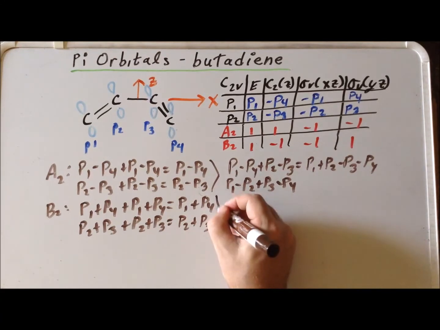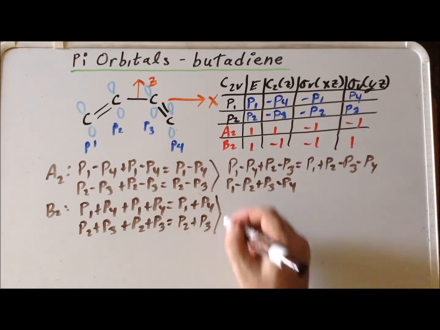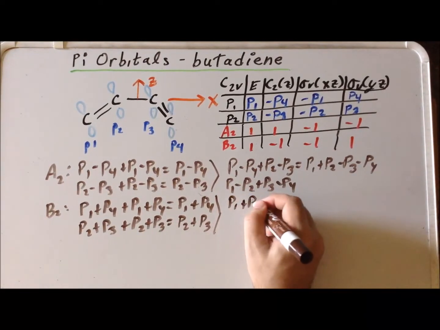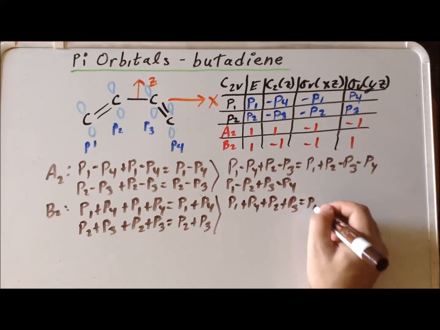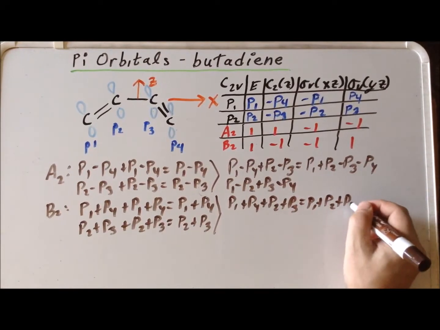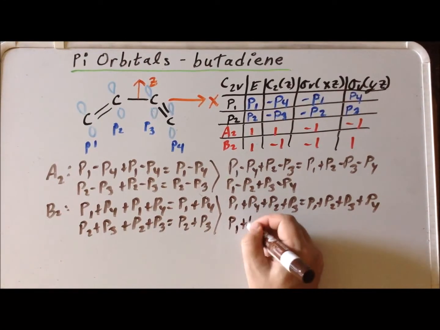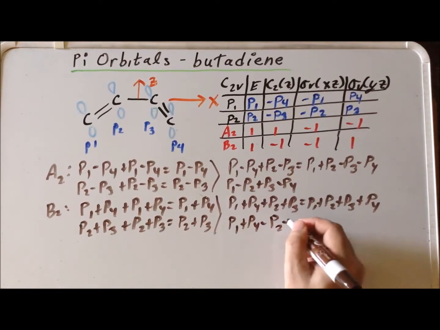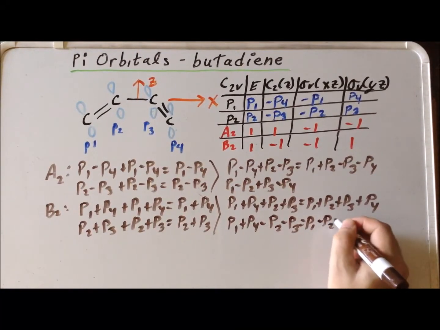We can do a similar process with B2. So first, let's simply keep the phases as they're written and add them together. And this will give us P1 plus P4 plus P2 plus P3, which is P1 plus P2 plus P3 plus P4. They're all exactly in the same phase. And now the combination where we subtract, we flip the phases of P2 and P3 from those of P1 and P4. So that gives us P1 plus P4 minus P2 minus P3, which gives us P1 minus P2 minus P3 plus P4.